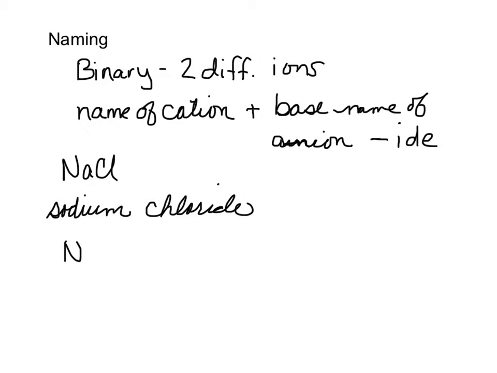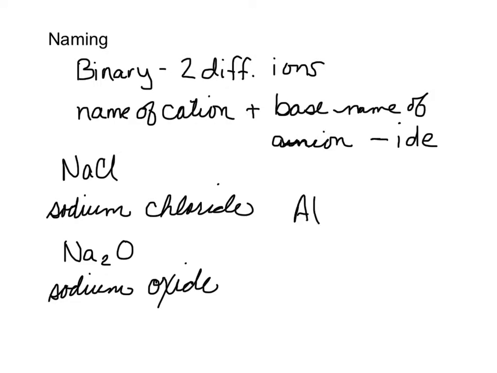And then our Na2O, again, name of the cation, sodium. And for oxygen, the base of oxygen is really just ox, and then we're going to add IDE to it. So sodium oxide. And then the last one we did, Al2O3, name of the cation, aluminum, and then our oxygen again is oxide.